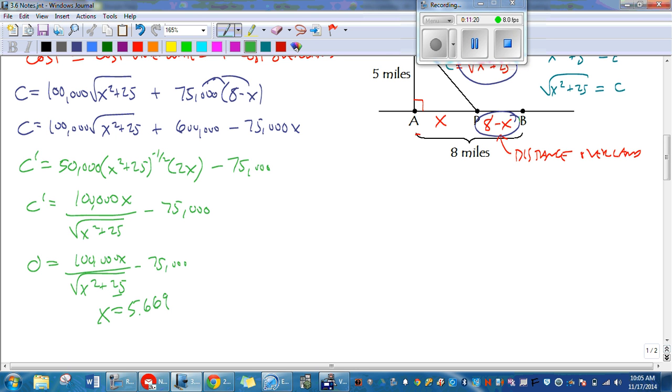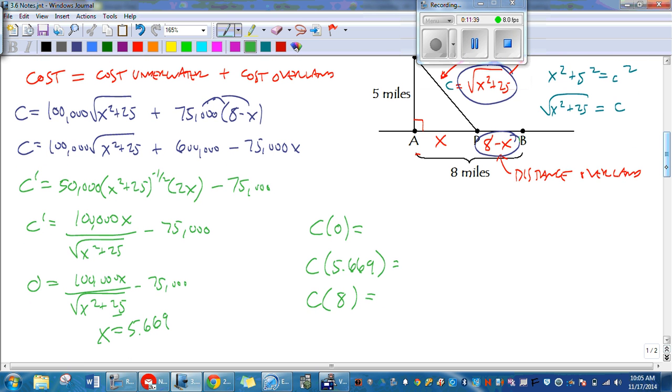We want to test that and make sure that's going to be our minimum. So we're going to go ahead and test our endpoints. We want to figure out what's the cost if X is 0. What's the cost if we use 5.669? And what's the cost if we use 8? So we want to take those values, our endpoints and the critical value, and plug them back into the original equation.